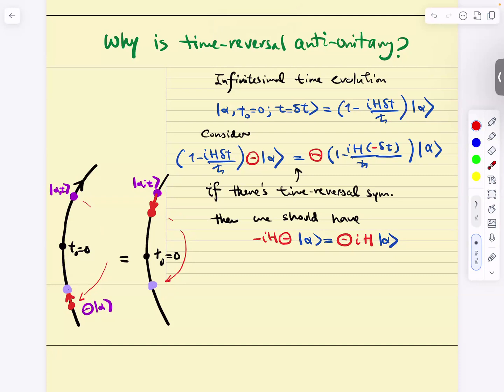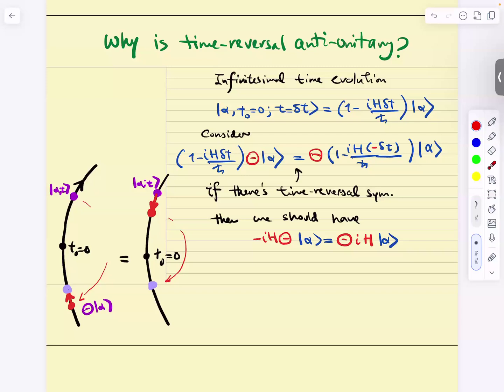So the particle is moving this way, right? This was t not equals 0. Time reversal flips this, right? So this is where your particle is. There are two things we can do.